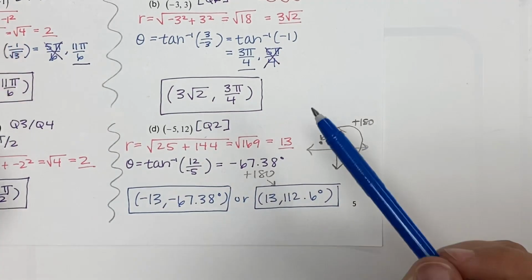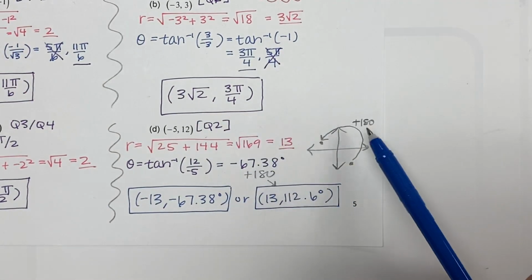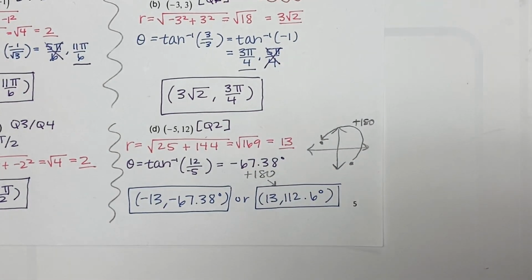But again, this is why you have to know the quadrant. You have to know where you're trying to get your point into. So always keep track of that.